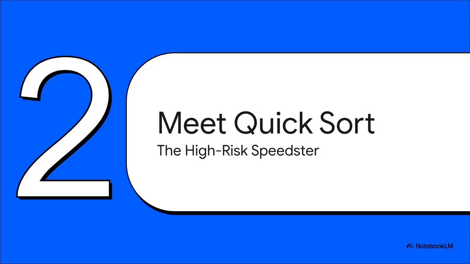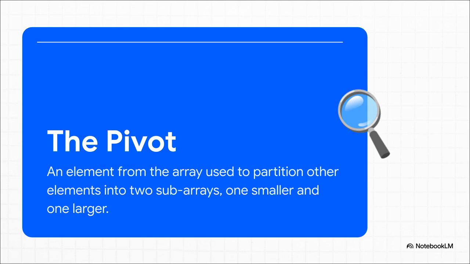Okay, now for our second contender, quicksort. If merge sort is the planner, quicksort is the high-risk, high-reward speedster. Developed by Tony Hoare in 1959, this is often the go-to algorithm for general-purpose sorting because, well, on average, it is just wicked fast. Now, the whole game for quicksort revolves around one central idea, the pivot.